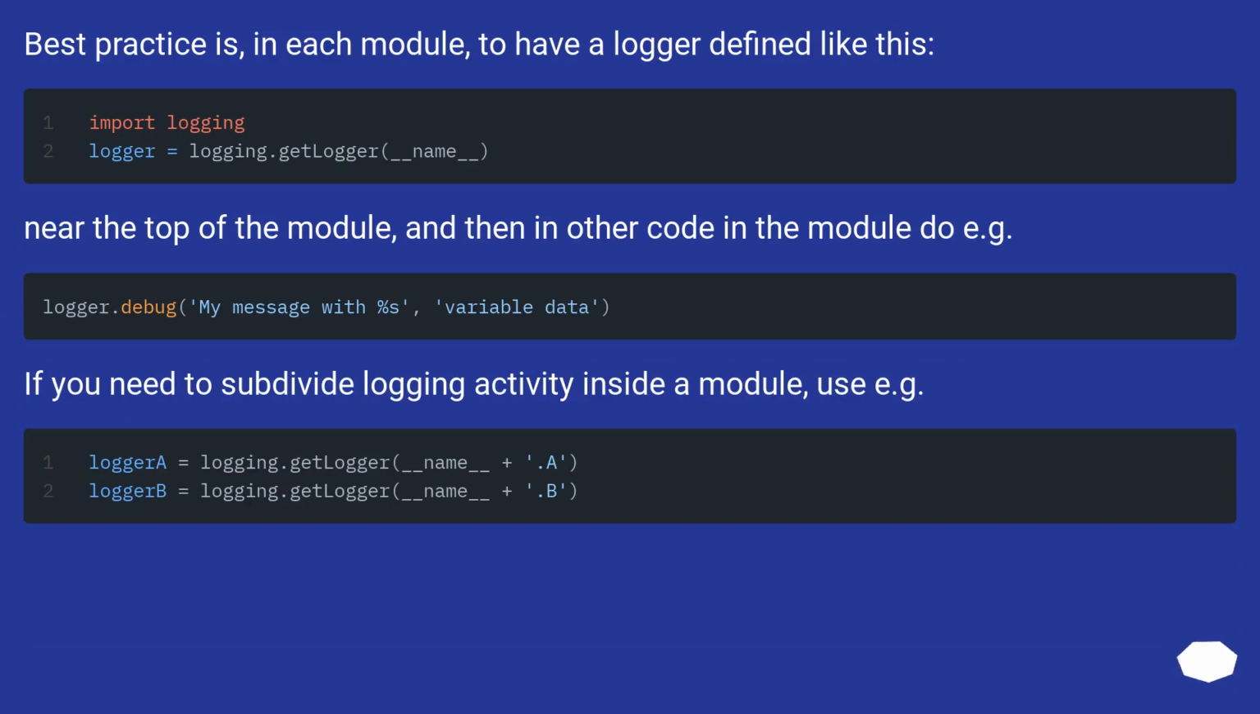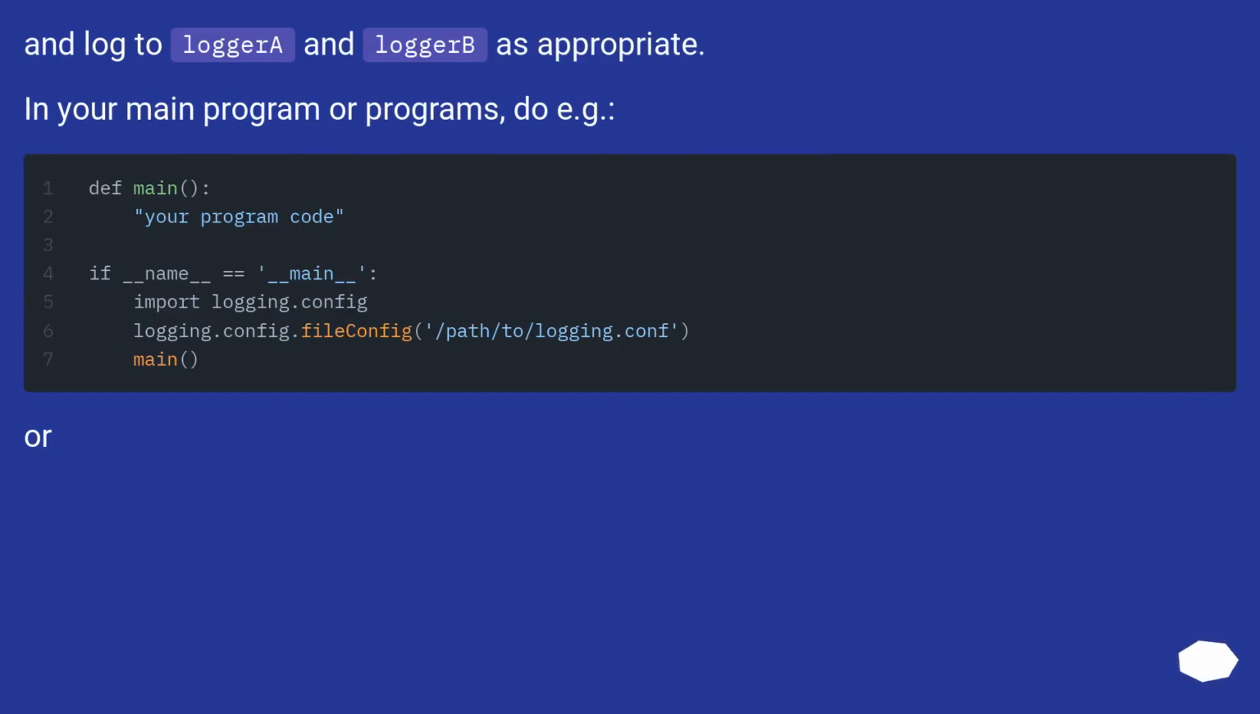Best practice is, in each module, to have a logger defined like this, near the top of the module, and then in other code in the module do, for example, this. If you need to subdivide logging activity inside a module, use, for example, this, and log to loggerA and loggerB as appropriate. In your main program or programs, do, for example, this. Or this.